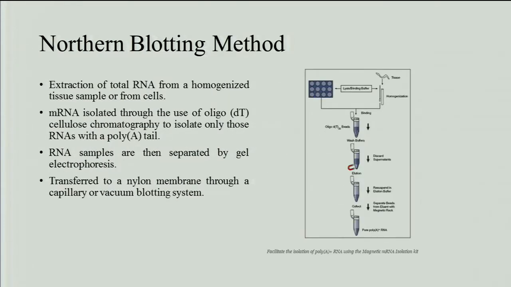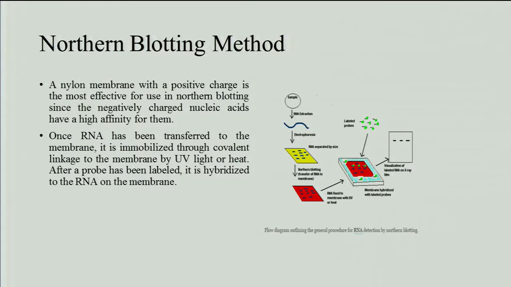In northern blotting, RNA is isolated, run on gel electrophoresis, and then transferred to the nylon membrane by a similar method to what you do for the Southern blot. The only difference is that for better working, the nylon membrane has a positive charge on it.